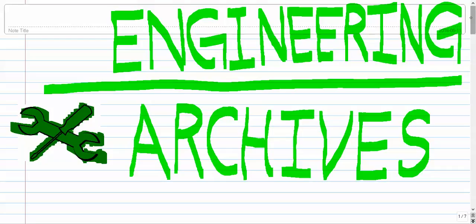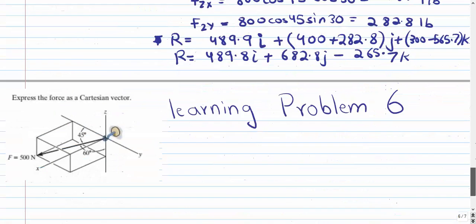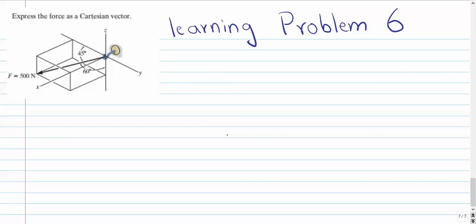Let us look at our learning problem number 6. So this question once again asks us to find the Cartesian notation for the 500 Newton force vector. Alright, so let's get started. So the first component that we can find for this force vector is along the y-axis.